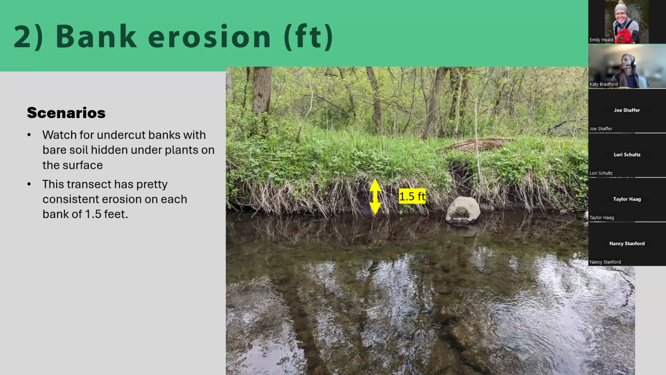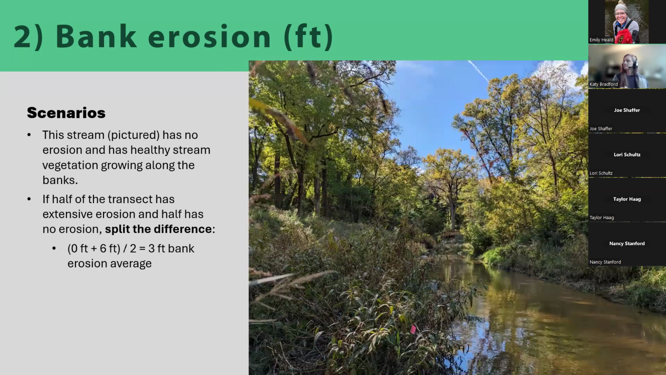There are a few scenarios to look for. Here is one where there's a lot of plants on the surface, but underneath the plants, there's a lot of bare soil that's eroding away. So that can be hidden in the summer when the plants are growing. This section of stream had pretty consistent erosion on both banks of about 1.5 feet. And so that would be my average bank erosion number for this transect.